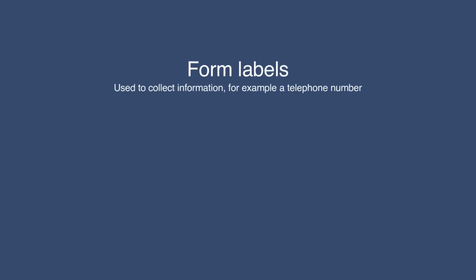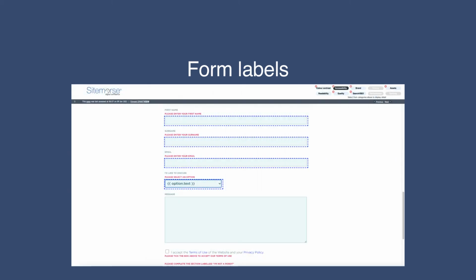Form labels. Forms are used on a website to collect information, for example, a telephone number in a contact form. Each field in a form requires a label to enable users accessing the website via a screen reader to understand the purpose of the form and what information is being requested in the form fields. It also means that they will be able to correctly navigate the form fields. Form field labels should describe the information that the form field is requesting. In this example, none of the form fields have labels, so a screen reader user would not be able to understand what information the form is requesting and would therefore not be able to enter the details required. The first name form field should have a label called first name. The surname form field should have a label called surname, and so on.